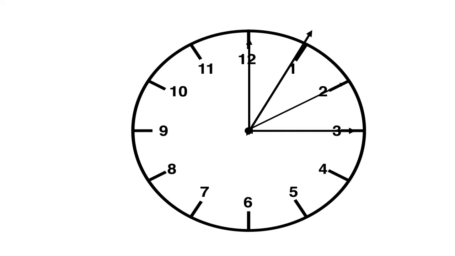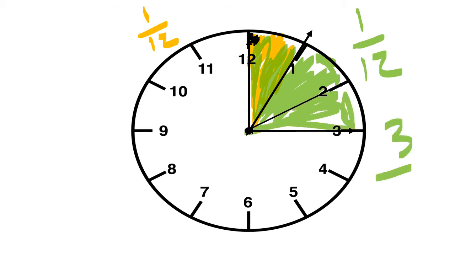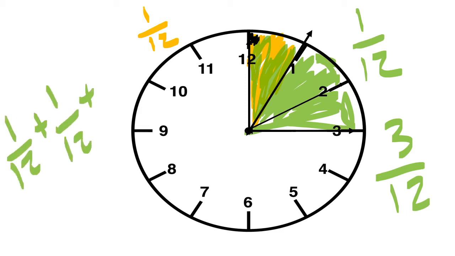The other thing I want to show you is just thinking about this little sliver right here. Well, we know that that sliver is 1/12, right? We know that this sliver is also 1/12. All 3 of them together would be a total of 3/12 because it was just 1/12 plus 1/12 plus 1/12, which gives us 3/12.